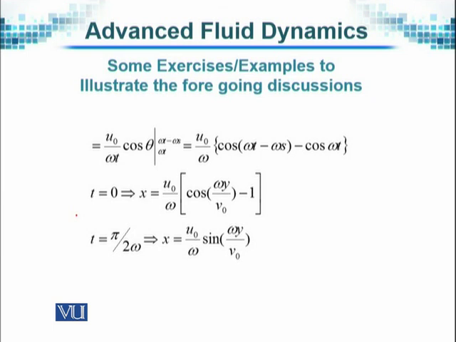When t is 0, we obtain the value of x naught as this, just by writing t equal to 0. And when t is equal to pi over 2 omega, we obtain the value of x as this. So this, you will see, is the same value that we obtained earlier. So we calculated the same value of u by alternative methods, still rendering the answer the same.